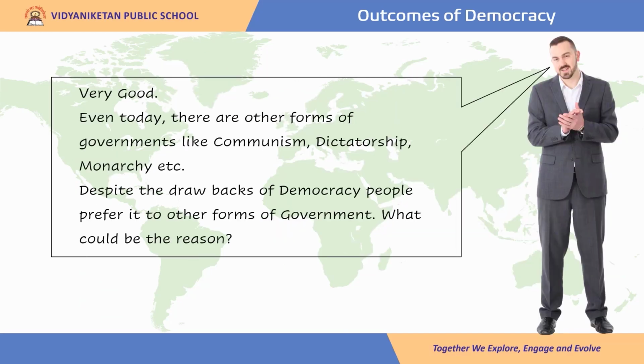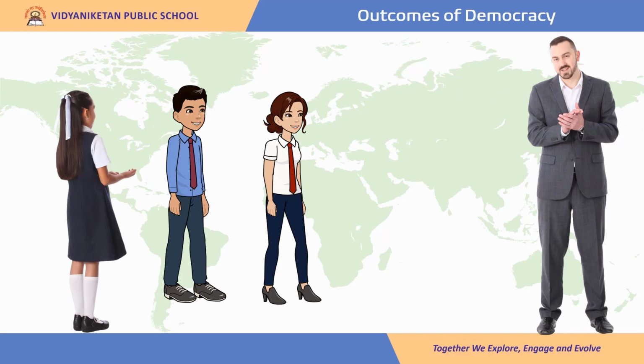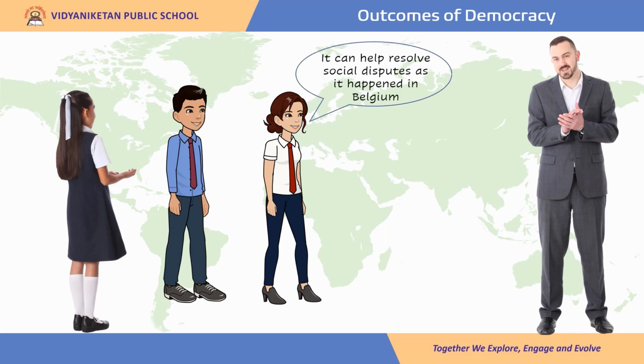Very good. Even today, there are other forms of governments like communism, dictatorship, monarchy, etc. Despite the drawbacks of democracy, people prefer it to other forms of government. What could be the reason? We can live as equal citizens. We can live with dignity. It can help resolve social disputes, as it happened in Belgium.